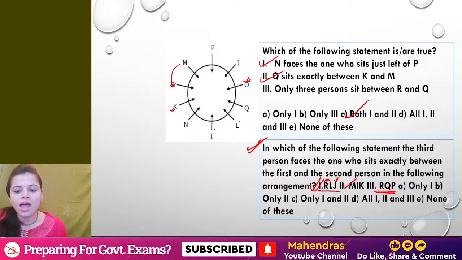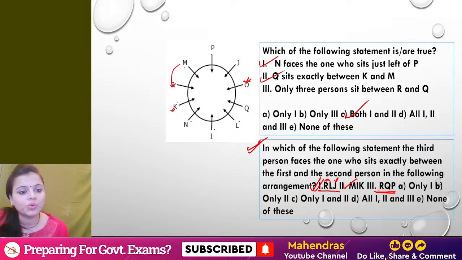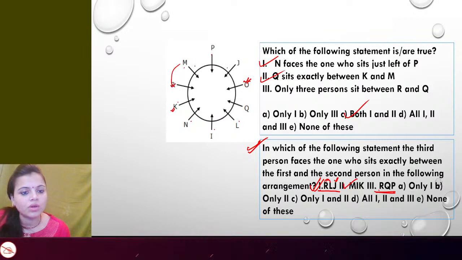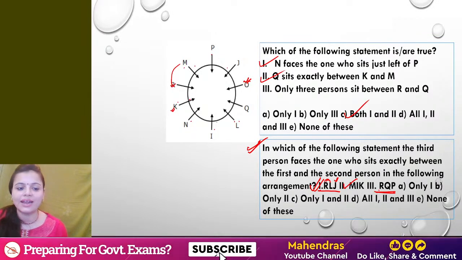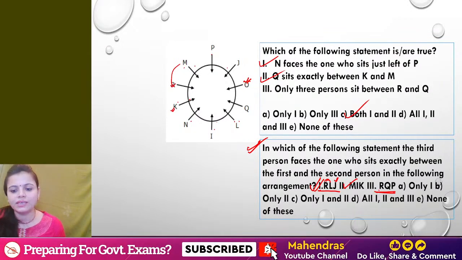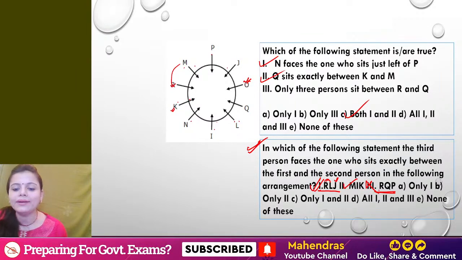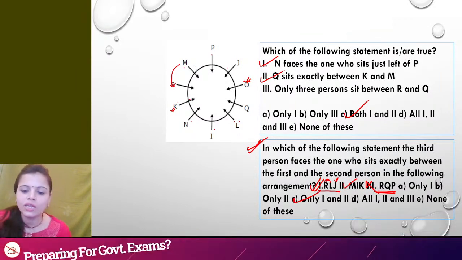Third one, R, Q, P. Is P facing the person who is exactly between R and Q? 1, 2, 3, 4. 1, 2, 3, 4. No, there is no exactly between person for R and Q, because there is an even number of persons on both sides, clockwise or anti-clockwise. So you cannot find the exactly between person. So your answer will be 1 and 2, which means option C. Okay, only 1 and 2.